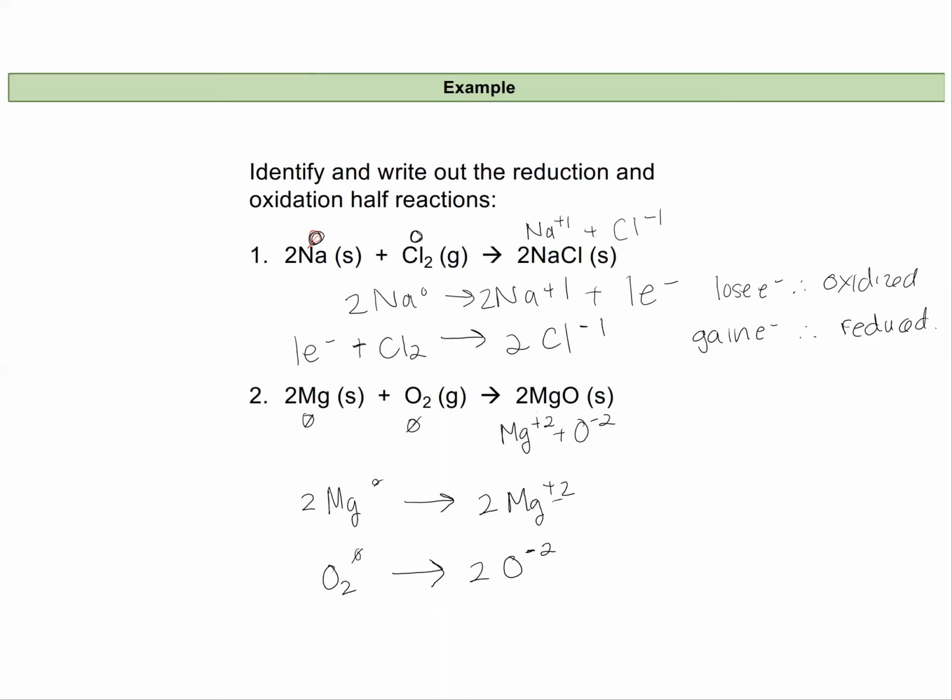So here my +2 charge on my magnesium means I've lost 2 electrons in this process. So I'll have 2 electrons in my product. The -2 charge on the product of my oxygen tells me I gained electrons from 0. So I need to bring 2 electrons from somewhere to this O2 to form my oxides. So this loss of electrons is magnesium being oxidized, and gaining electrons means that my oxygen is reduced.